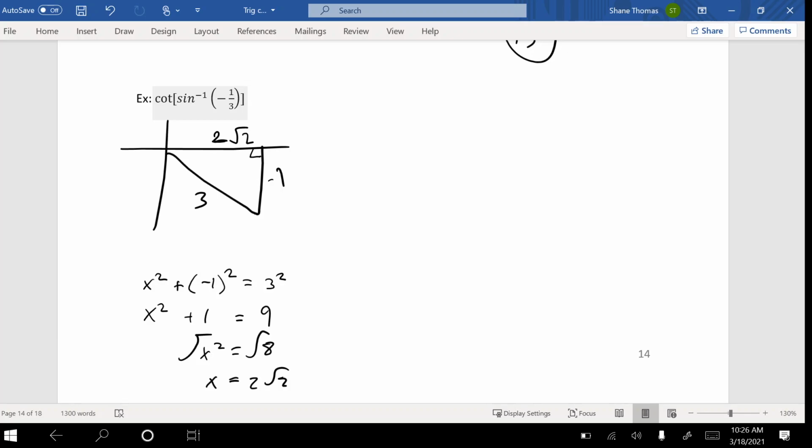All right, so I found where the sine is negative 1 over 3. I can't read. We found where the sine is negative 1 over 3. That happens in this triangle right here. Now I just need the cotangent of it. So the cotangent of theta is going to be our adjacent over our opposite. Adjacent is 2 root 2, opposite negative 1. So therefore it's going to be negative 2 root 2.